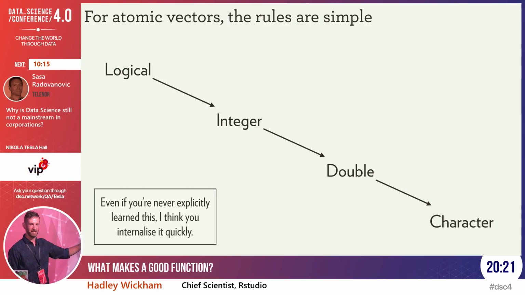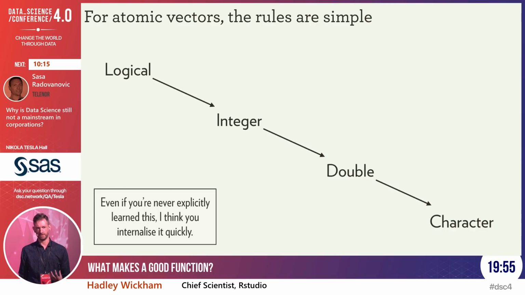And so I think even if you've never explicitly learned this before, just by using R you kind of pick this up. There's this theory here, and it's a pretty simple theory, right? Because I can show it on this diagram with just 3 arrows. So it's a pretty simple theory, but you don't have to learn it because it's simple. Just by using R over time, you're going to internalize these ideas.